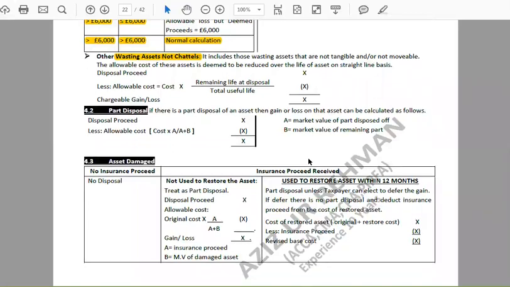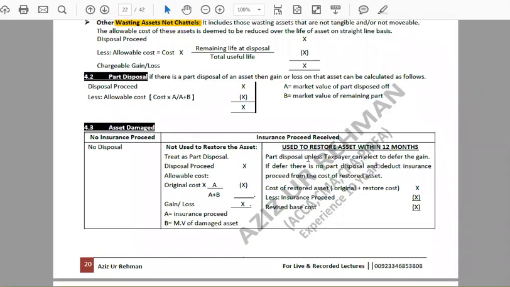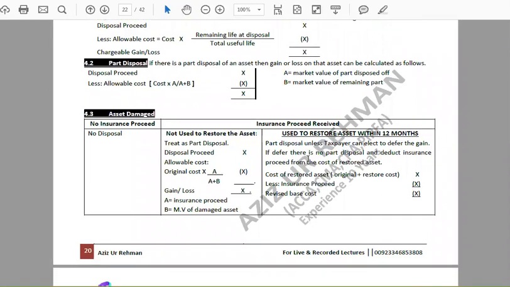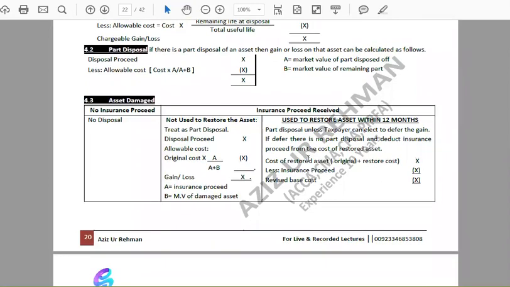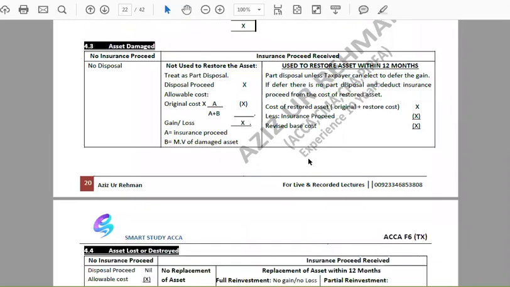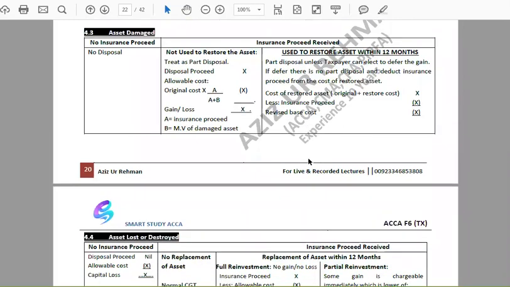The next topic which we are going to discuss is asset damage. Asset damage means that due to some incident or accident, a portion of the asset has been damaged. So how do we calculate gain or loss in this situation?